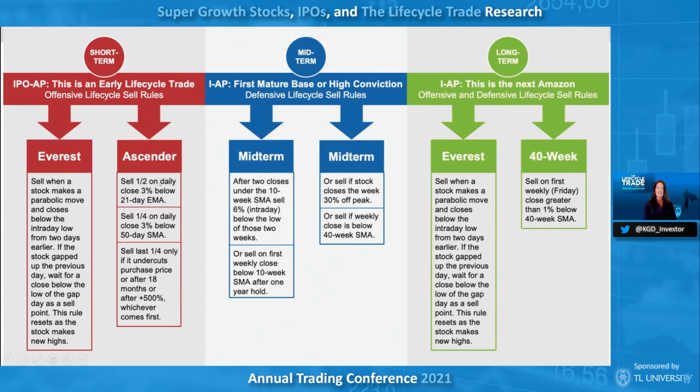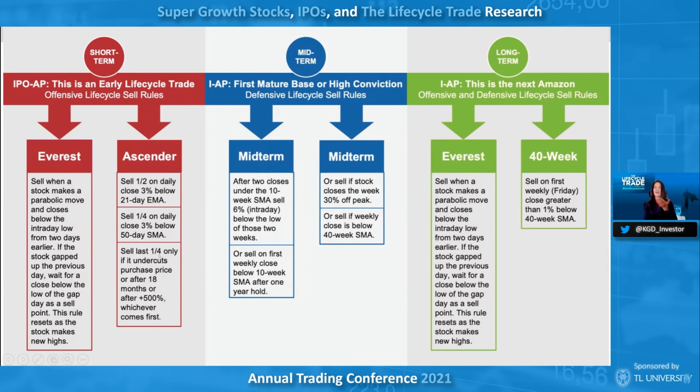The Ascender rule I mentioned is a good one for capitalizing on the way up because you sell half when it breaks the 21 exponential moving average. You sell a quarter if it breaks the 50, and then you hold the rest for 18 months or 500%, or if it just undercuts the whole thing. So that's what I was mentioning to Richard. Some of the high flyers that we looked at, Fastly, CrowdStrike, Zoom, Fiverr, they're all still holding this last piece. Now, granted, you're not having the big gains if you had maybe used the midterm rule, but you're still participating in the move.